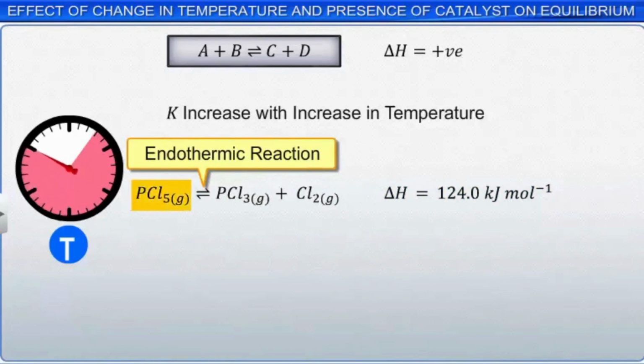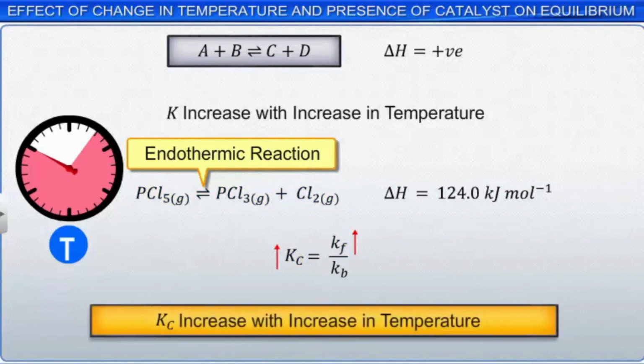As the rate of the forward reaction increases, the rate constant for the forward reaction, Kf, and consequently the value of the equilibrium constant Kc also increases. Thus, for an endothermic reaction, with an increase in temperature, the value of the equilibrium constant Kc also increases.